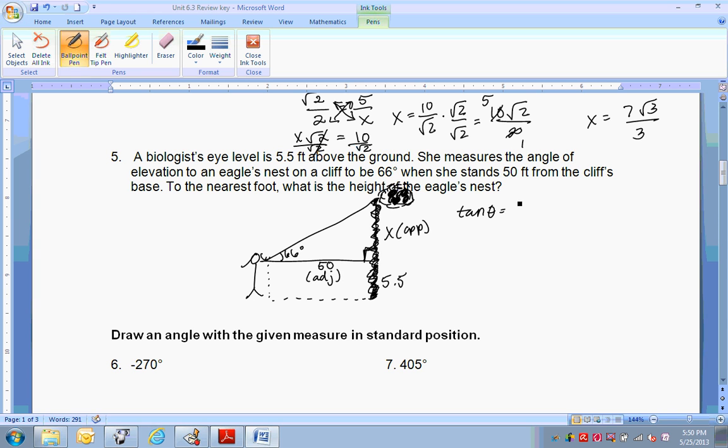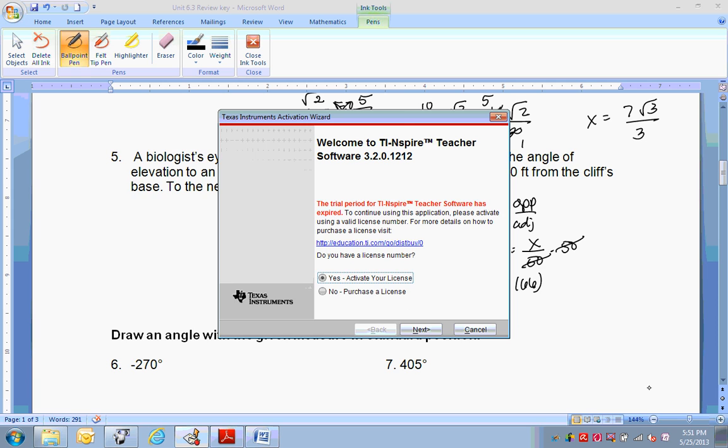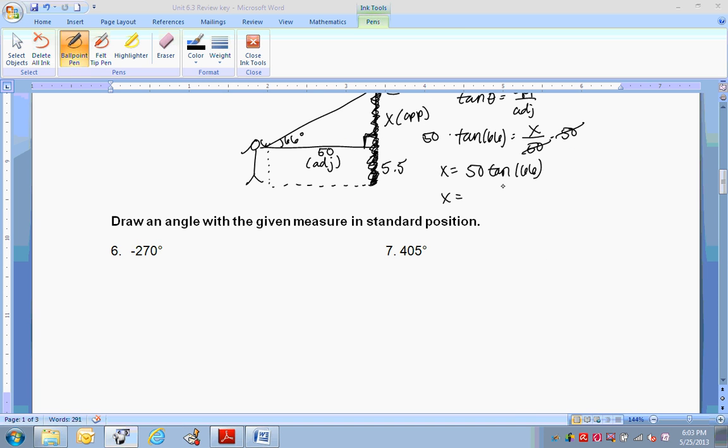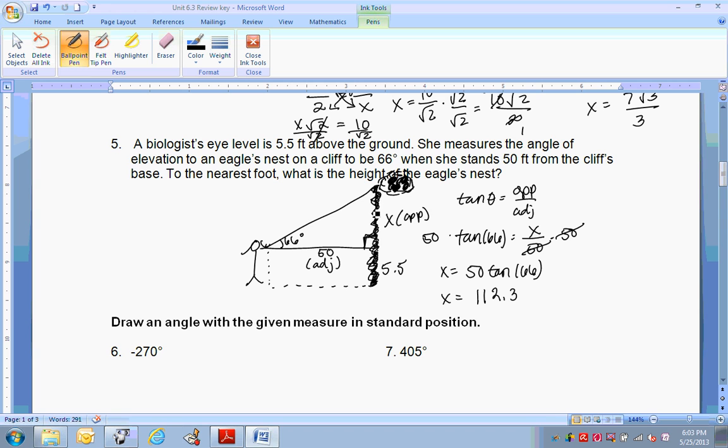So tangent of theta equals opposite over adjacent. Our theta is 66, so we replace theta with 66. And we're going to put opposite as x and our adjacent as 50. So I multiply both sides by 50. And I have x is equal to 50 times tangent of 66. And I'm going to go ahead and go into my calculator and type that in to figure out what x is. So 50 times tangent of 66 is approximately 112.3. And then we have to remember that that's x, so that's this portion of the cliff.